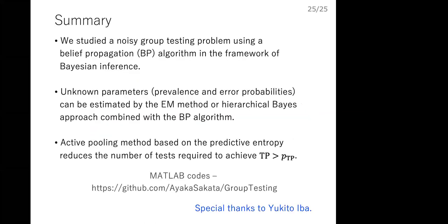In summary, we studied the noisy group testing problem using a belief propagation algorithm in the framework of Bayesian inference. In particular, we introduced an adaptive pooling method based on the predictive entropy, and it reduced the number of tests required to achieve TP larger than PTP. And the code used in this study is distributed on the web page. Thank you so much.